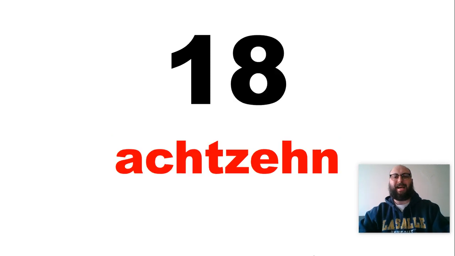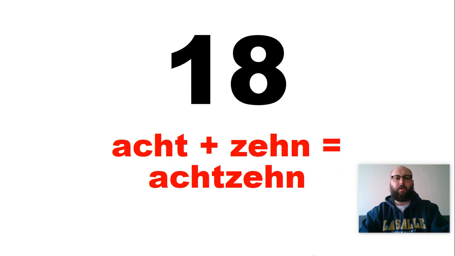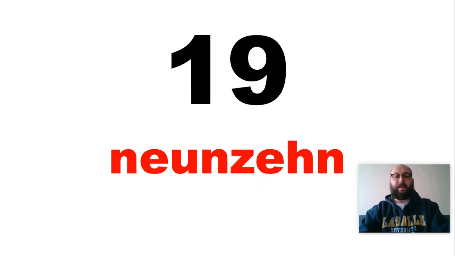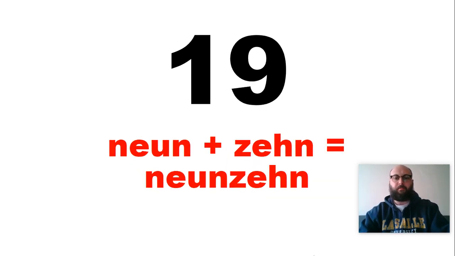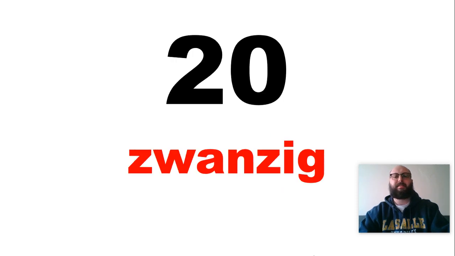18, that was right back to the pattern. 8 and 10, 18. 19, same thing, 9 plus 10, 19. And then we finish off with 20, not zwanzig, but 20. Notice the G at the end of a word, sich, is pronounced like the sh, ch, angry badger noise. 20.